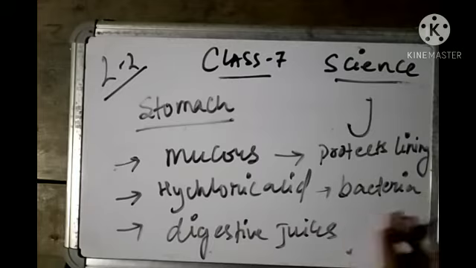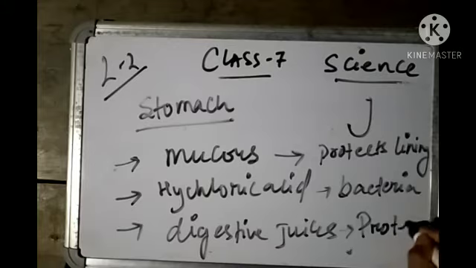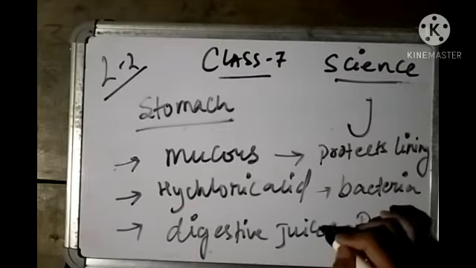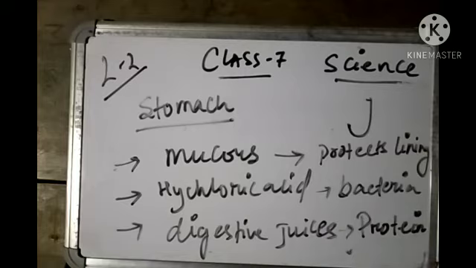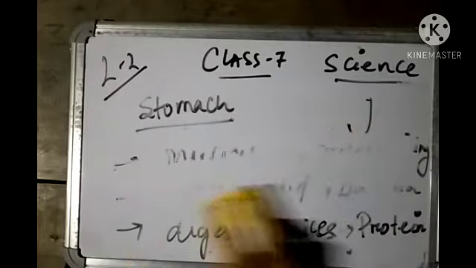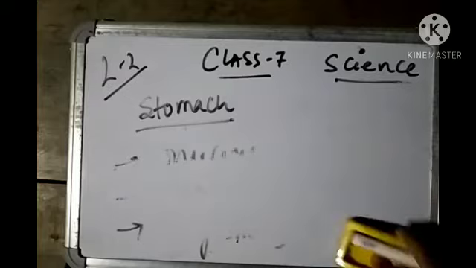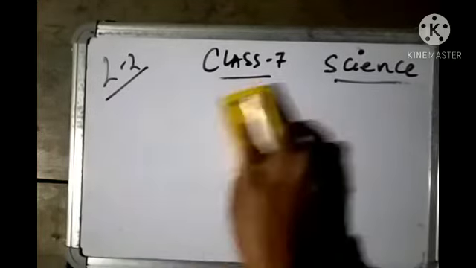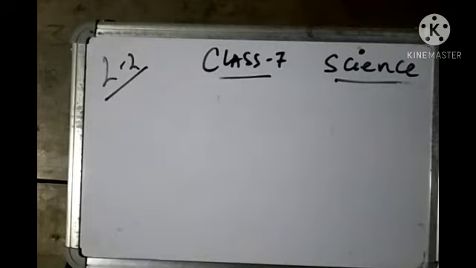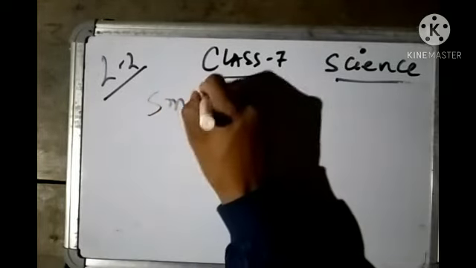Protein is also a complex substance, so it needs to be broken down into simpler substances by the digestive juice in the stomach. So in the stomach, starch and carbohydrate digestion has begun, and protein is digested. Next, in the small intestine, the complete digestion takes place.